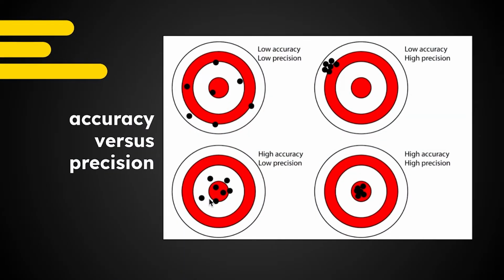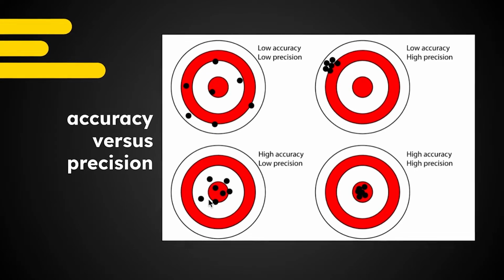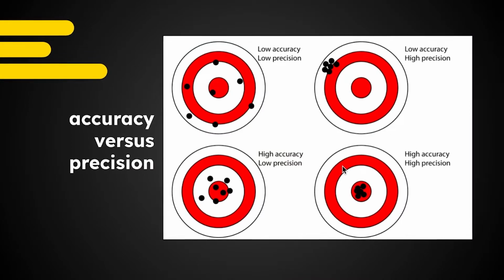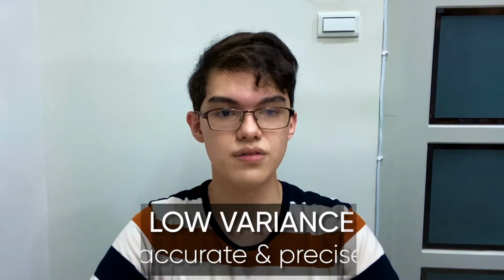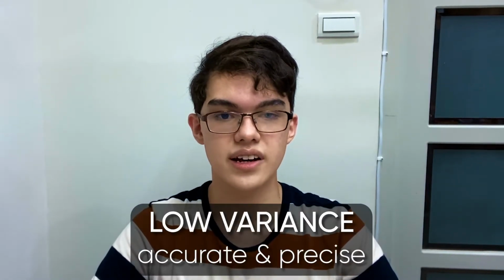This one right here is not accurate, but it is precise. In terms of an experiment, that would mean not very spread out data, so your data is all very compact, but they don't reflect what's true in reality. This one is imprecise, but accurate. So that means that the data reflects what it is in reality, but it's very spread out, so that's not very good either. And so the best case scenario is having data that's both accurate and precise. Data with low variance would mean that it's both accurate and precise.